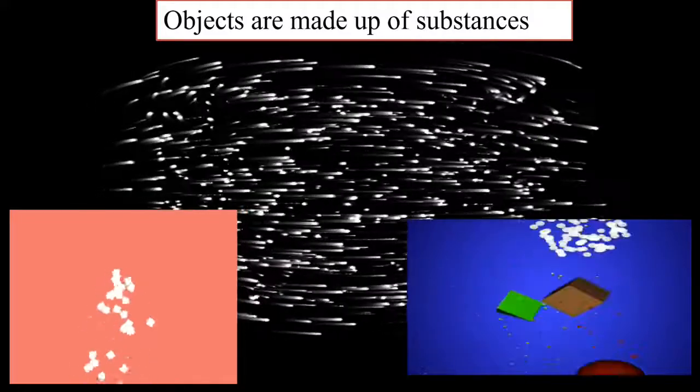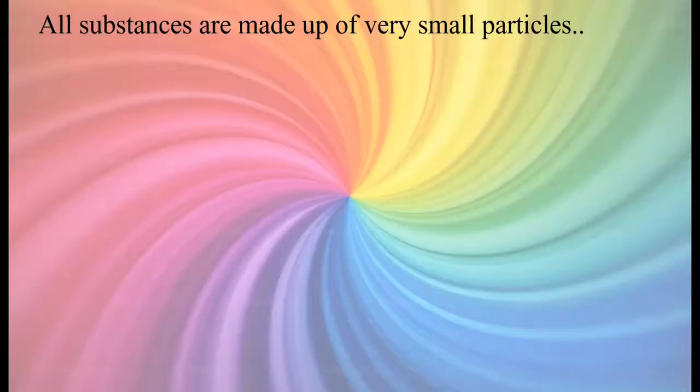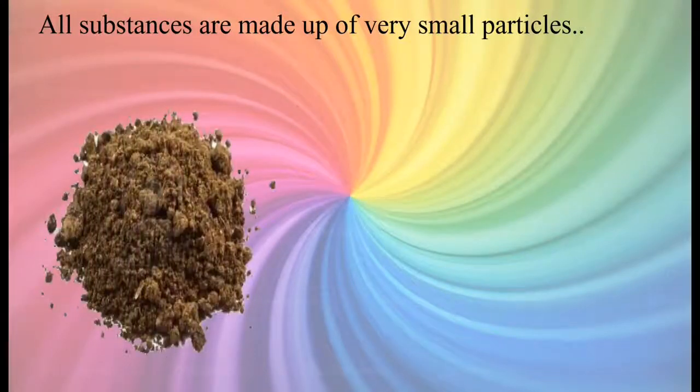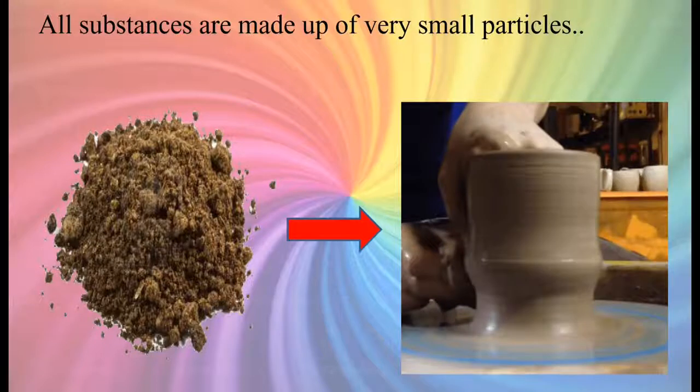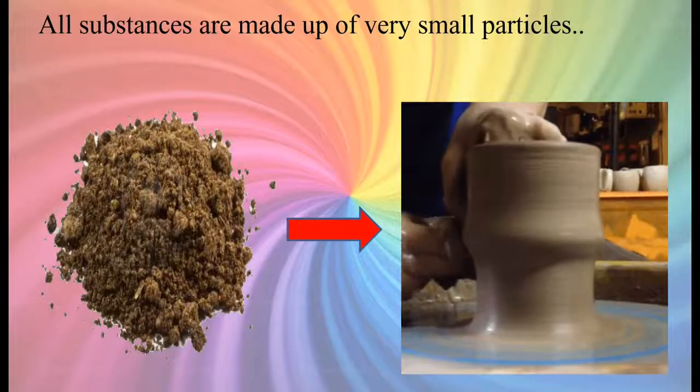Now what are these substances? These substances are further made up of very small particles. If you look at the soil, there are very minute particles in soil, which help us to understand that any substance is made up of very small particles. These particles of soil, when they come together, help us to make a vase like this.